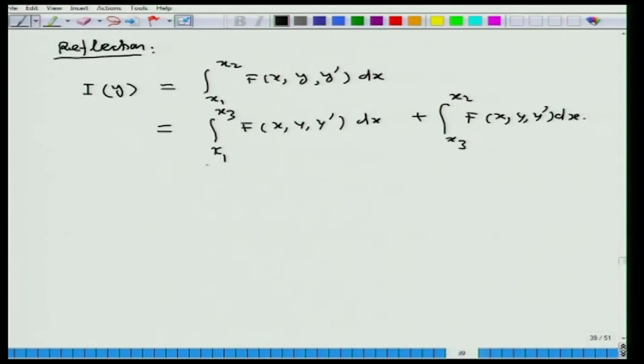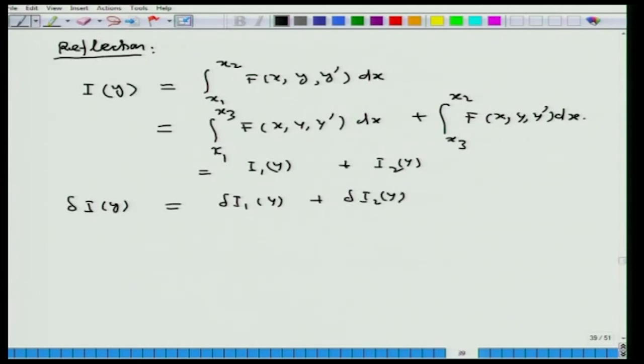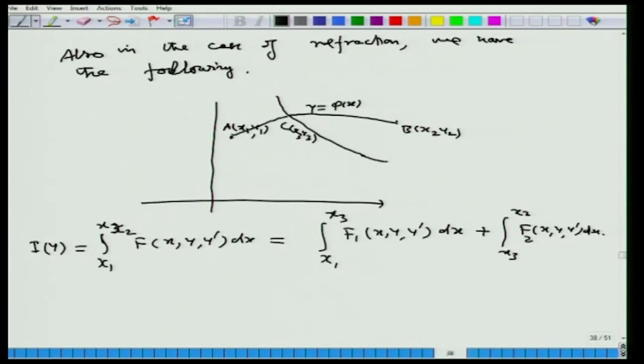And so, here if we call this I 1 y plus I 2 y, the variation of this I y, delta I y, will be delta I 1 y plus delta I 2 y. That will be the linear part in the increments, and it will have this linearity property. And so, delta I 1 here, we see that it is like the earlier case, this part I 1 involves the integral from x 1 to x 3. So, here C is moving on this curve. So, it is like our earlier case.